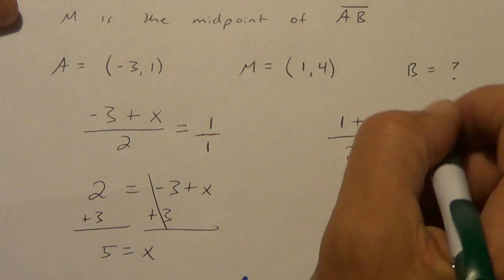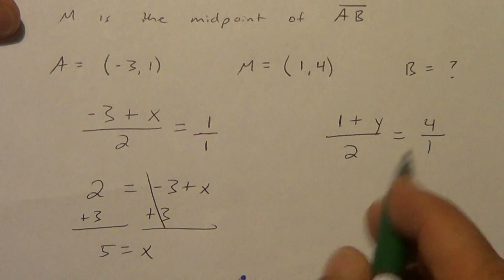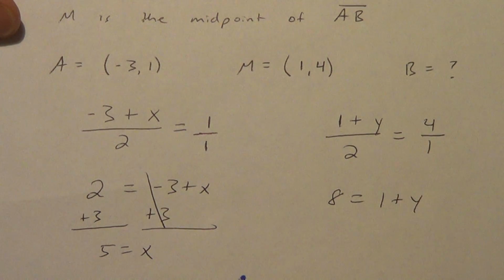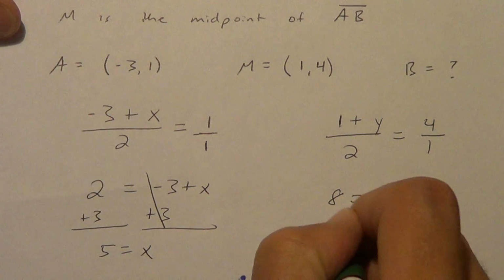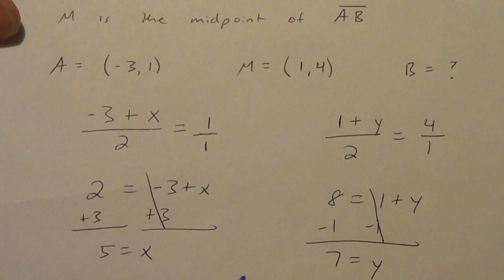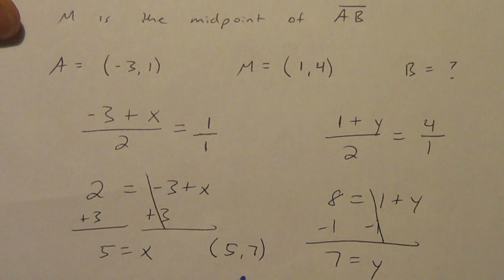Okay, let's come over here and do this. So 4, I can put it over 1 anytime I want to. 4 over 1 is 4. Cross multiply. 4 times 2 is 8. 1 times 1 plus y is just 1 plus y. Subtract 1. These cancel. 7 equals y. So what's my answer? Well, I think it's 5 comma 7. Let's go check it again.